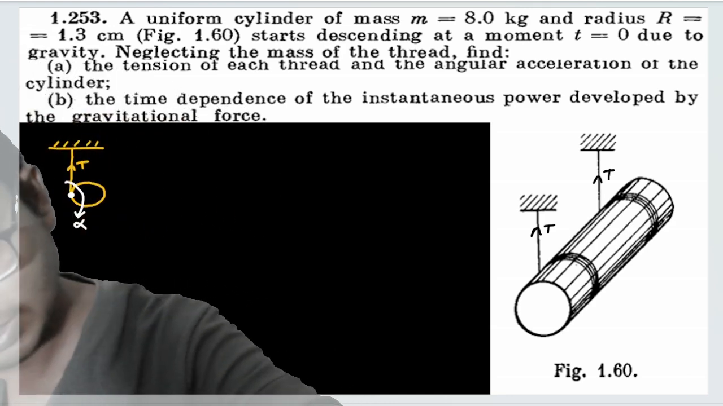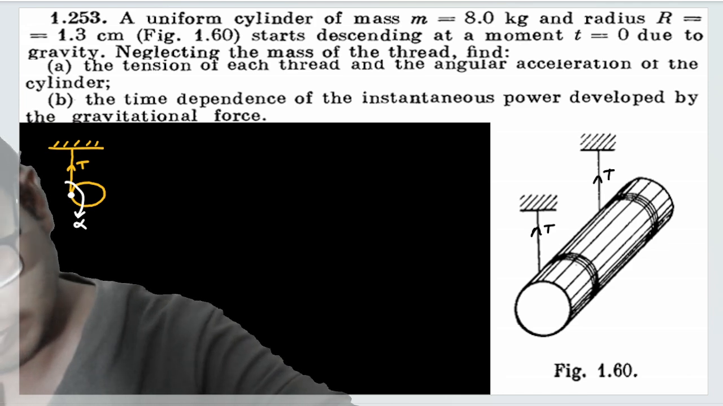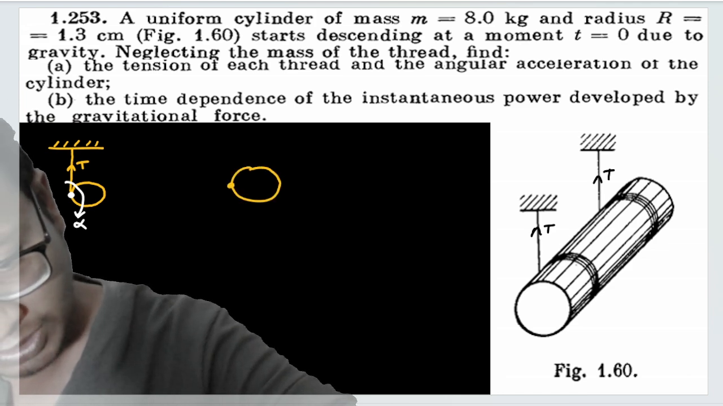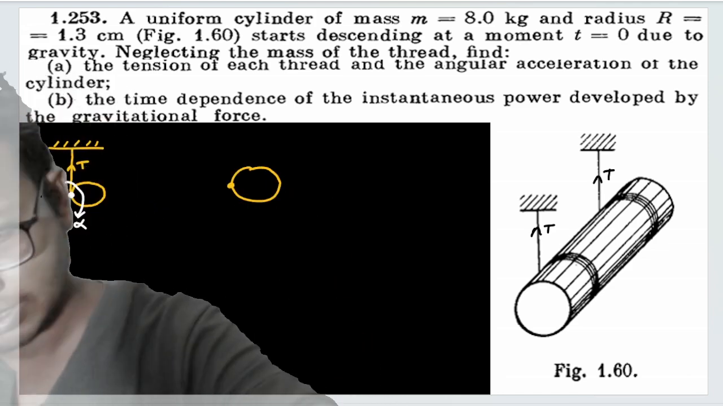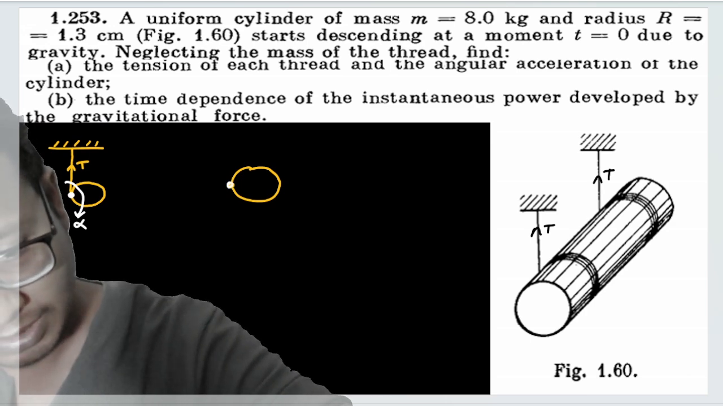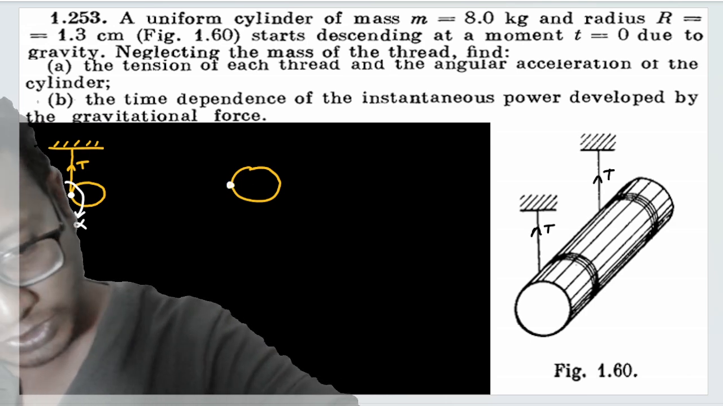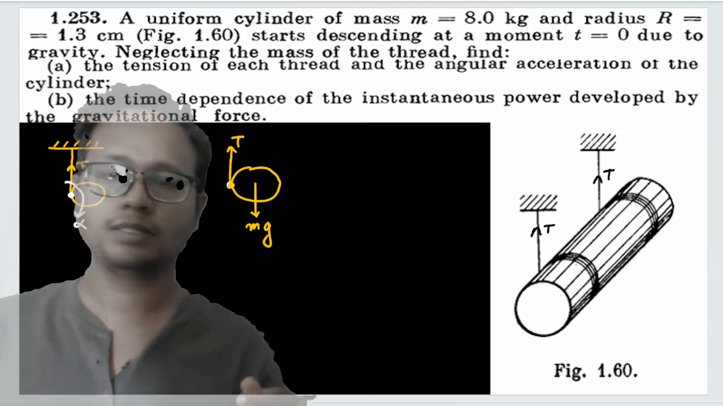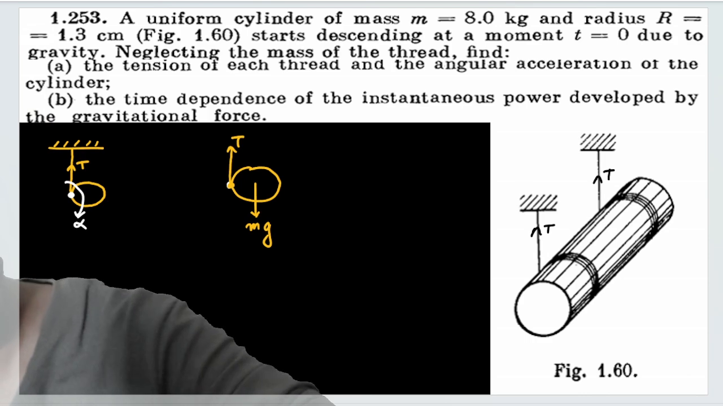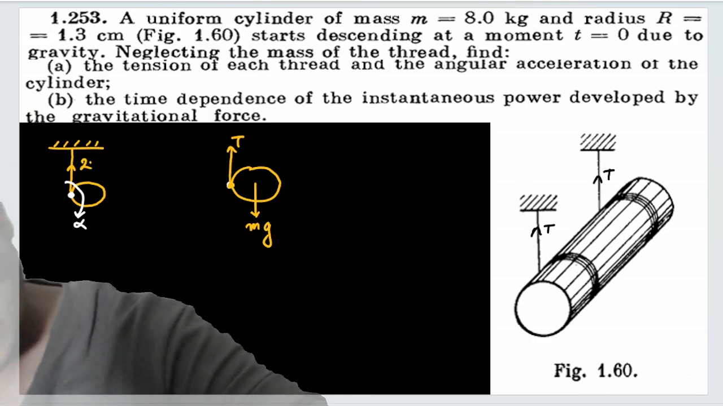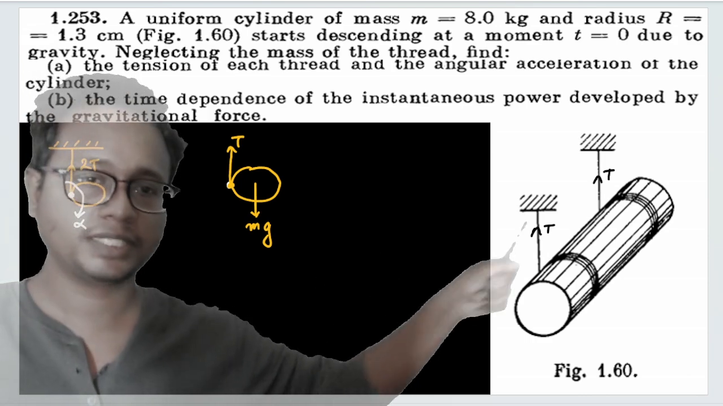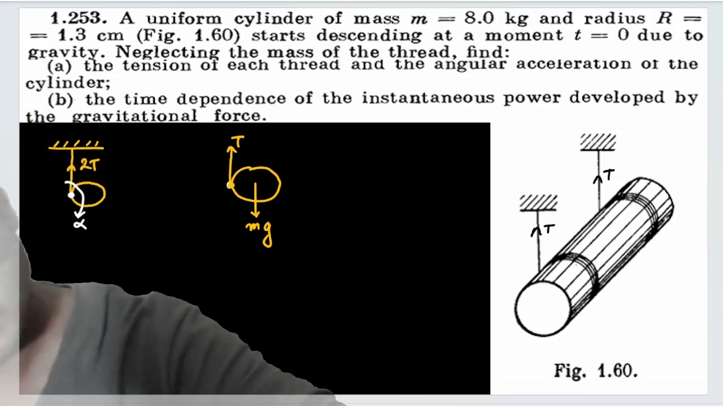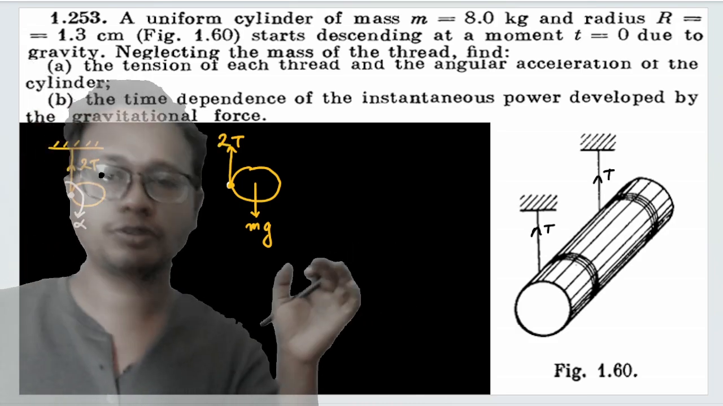Okay. In this problem, let's see. This is my axis of rotation, isn't it? There are two forces, mg force and tension force. Actually, the tension force would be 2T, tension due to the first T and tension due to the second T. T plus T is equal to 2T. Tension due to both the ropes is equal to 2T.